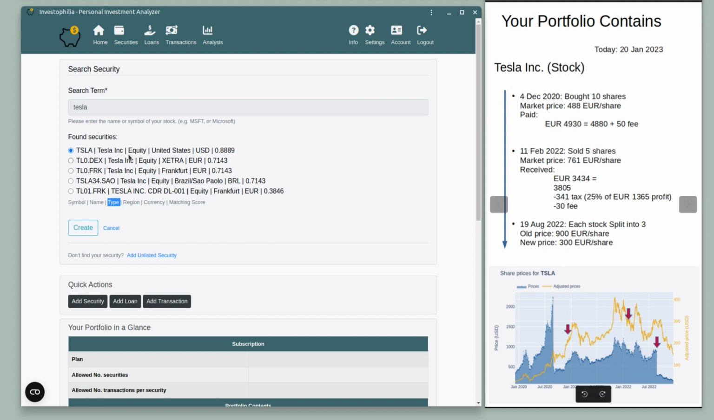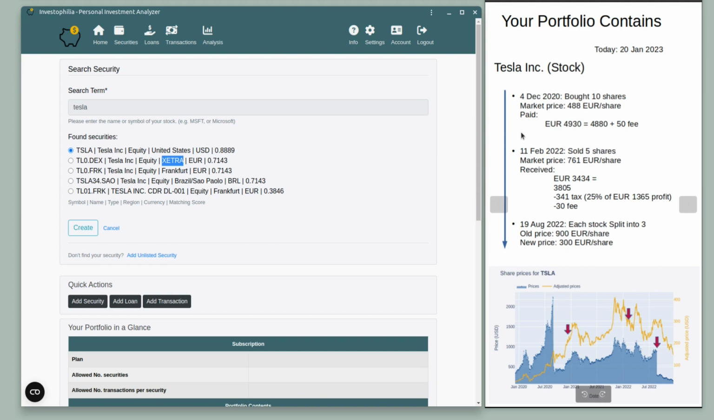A stock is an equity. And as you see, all of them are equity, so we are fine. The next term is the region, and after that comes the currency. The region is the region of the stock exchange, and the currency depends on the region as well. So if it is in the United States, the currency is US dollars. If it is stock exchange Xetra in Europe, the currency is euro.